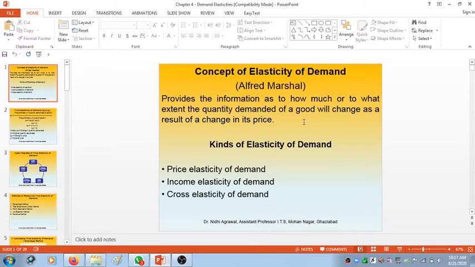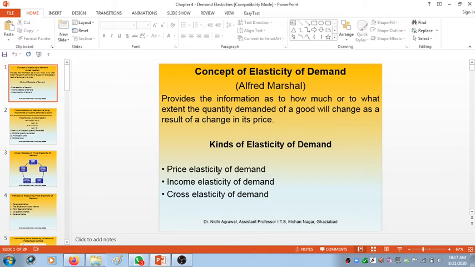On the basis of this responsiveness to the change in price, the elasticity of demand can be classified into different parts. The most important are price elasticity of demand, income elasticity of demand, and cross elasticity of demand. So what is the basic difference between these three concepts? All three focus on the change in demand, but the factors are different.